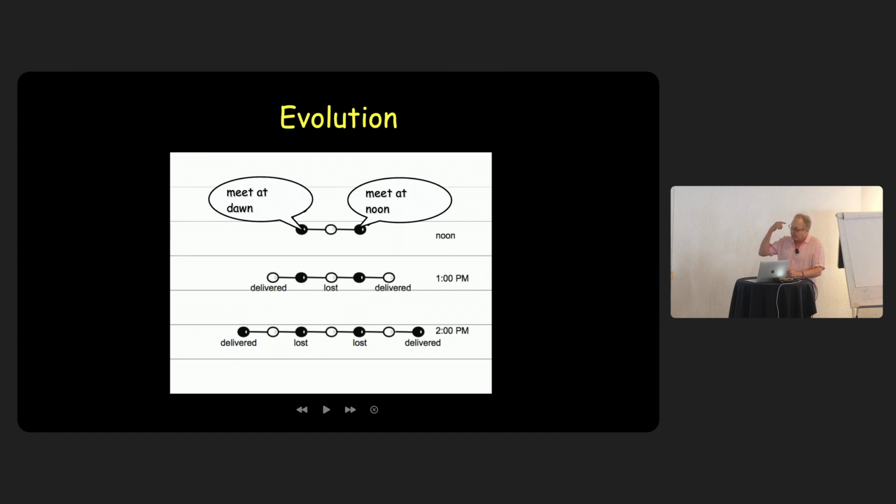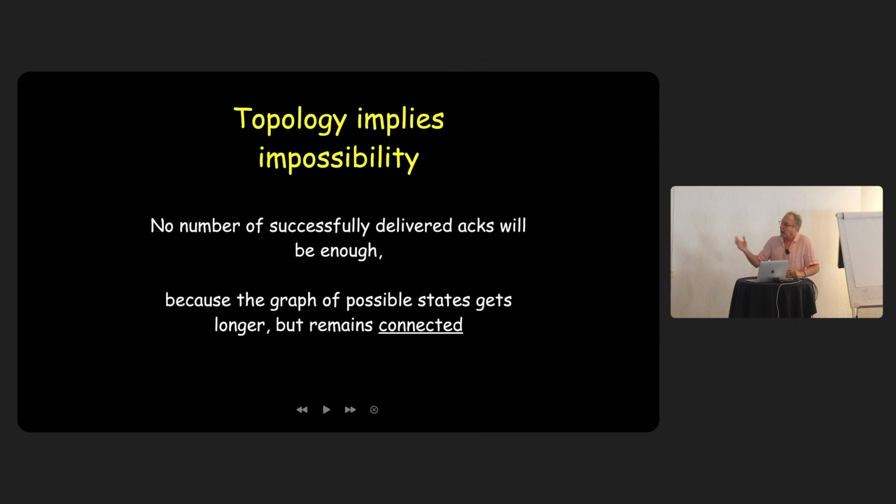each one of the last acknowledgements can either arrive or not arrive, and this makes the line longer and longer, because in the extremes there are still the two possibilities that the last message might have arrived or might not have arrived, and this hypothetical protocol at some point has to terminate. And the impossibility says that no number of even successfully delivered acknowledgements will be enough, because the graph of possible states gets longer and longer but remains connected.